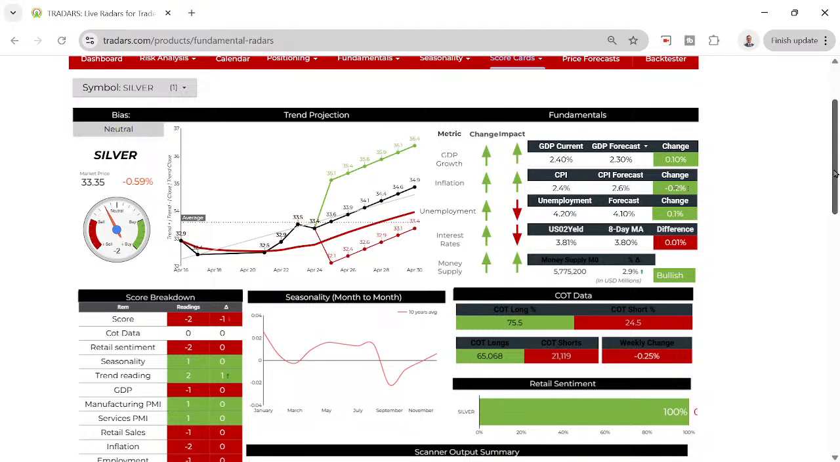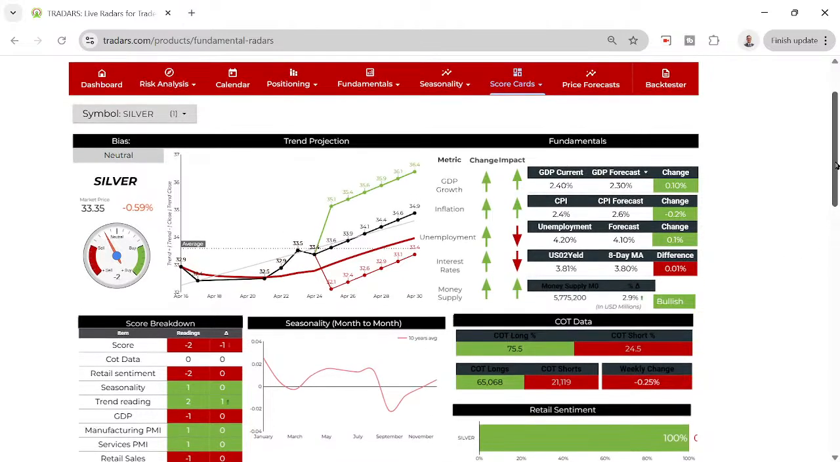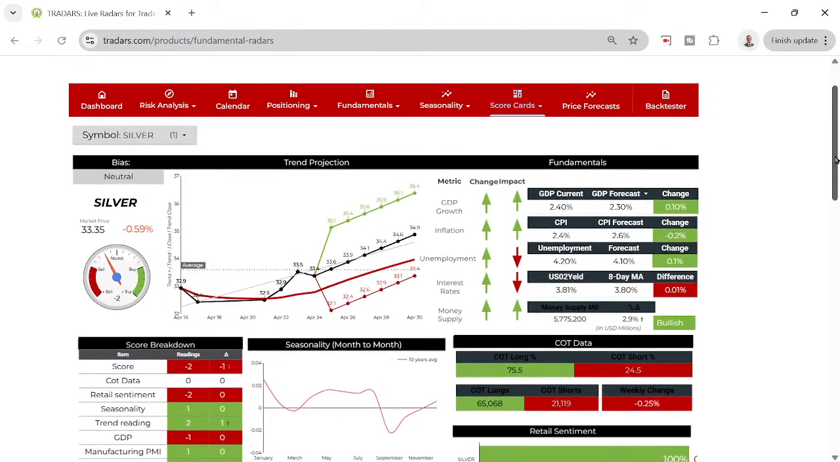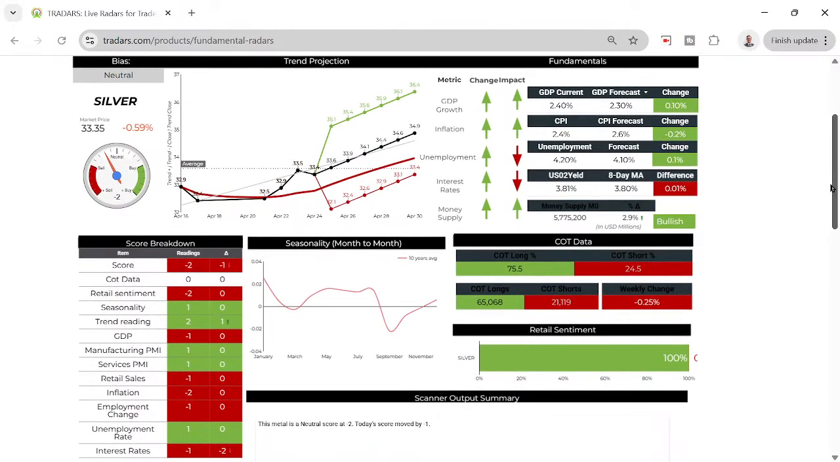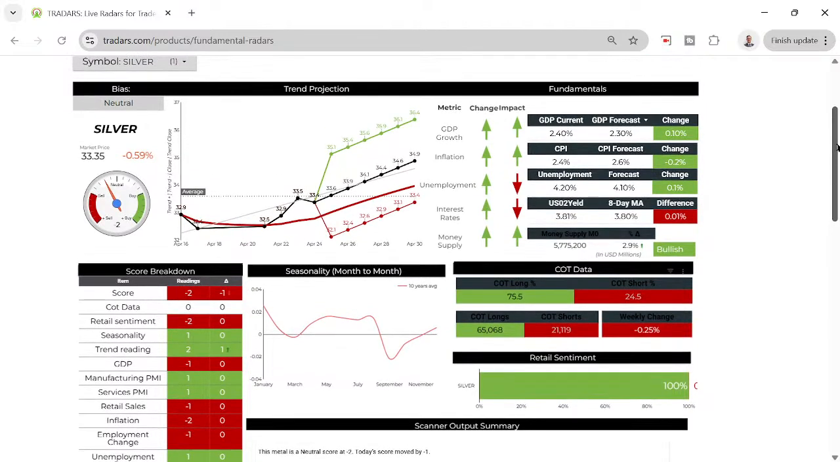75% of institutional investors are long silver. Not week over week, but in general. I know I got to change these colors. So week over week, the bulls in silver have sold off some of their long positions, but they're still long, net long, very net long.